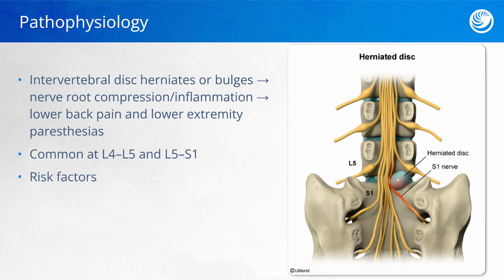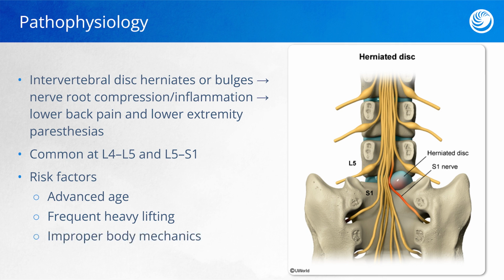Risk factors include advanced age, breakdown of that tissue and bone, frequent heavy lifting with overuse injuries, and improper body mechanics. So if somebody injures that area, now they'll have a problem in that area. Other risk factors include obesity, which causes extra stress on those muscles and those bones. And finally, smoking is a risk factor because it's been linked to disc degeneration.